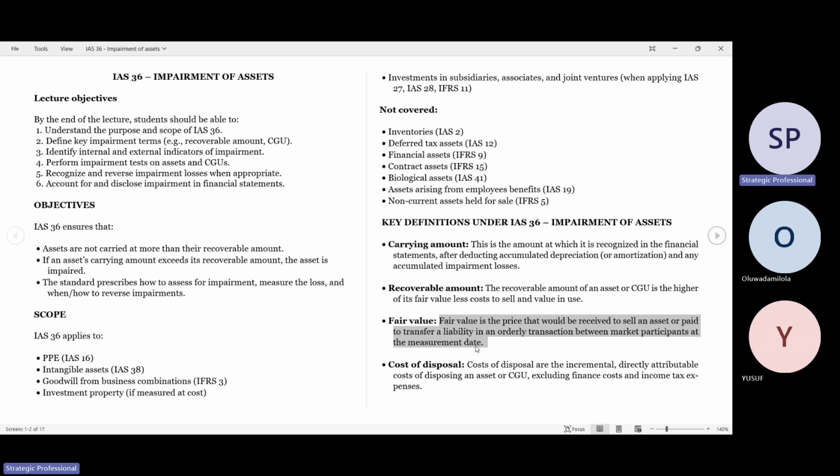Now, you don't need to cram it. That's why I'm here, to explain it for you in the best possible way for you to understand. What fair value means is, let's use a building. You have an office building, and in your books, in your financial statement, the office building is 30 million naira. That is the value of your building after less depreciation.